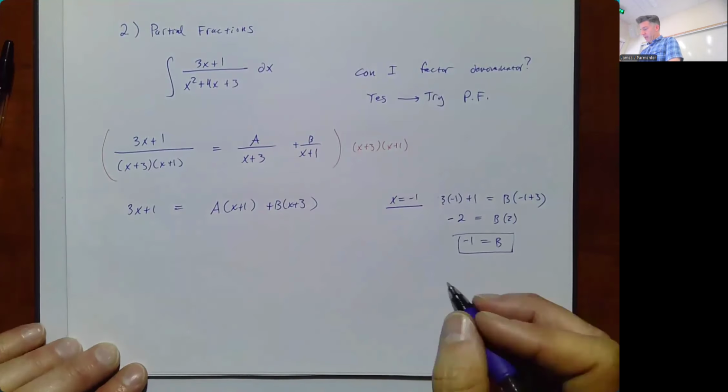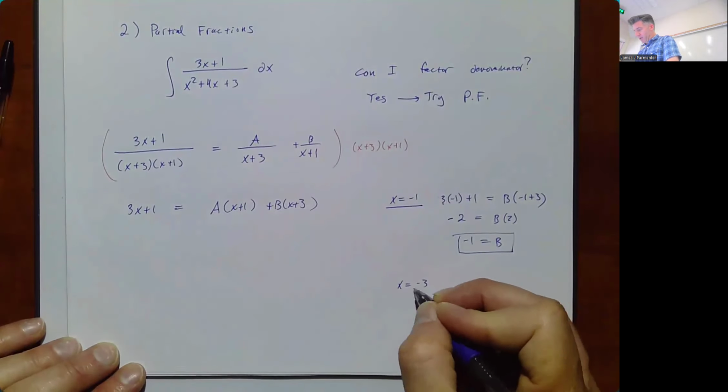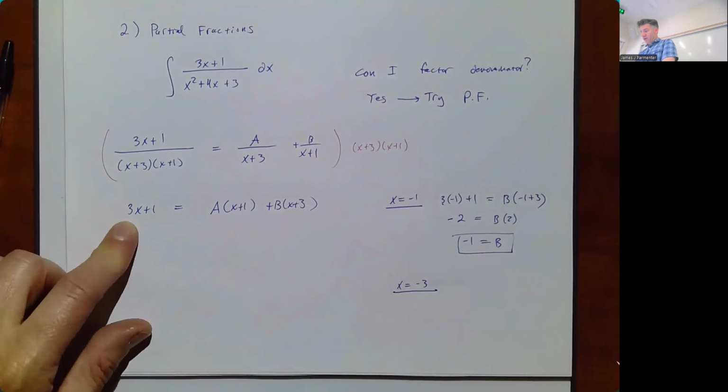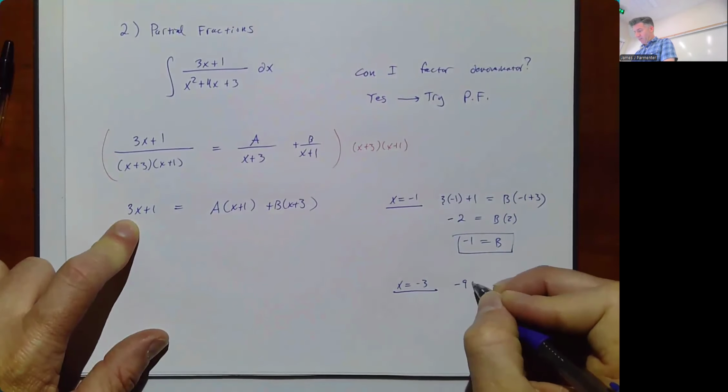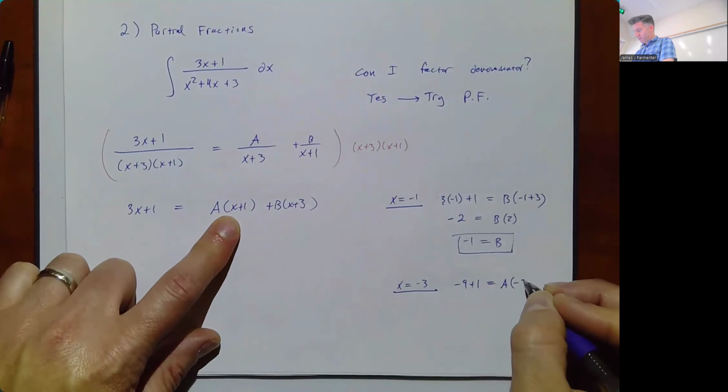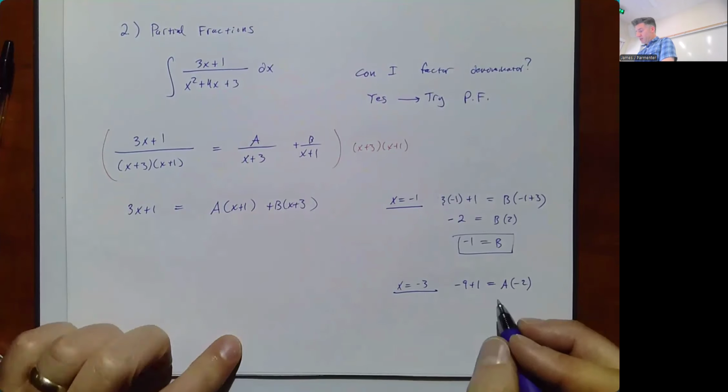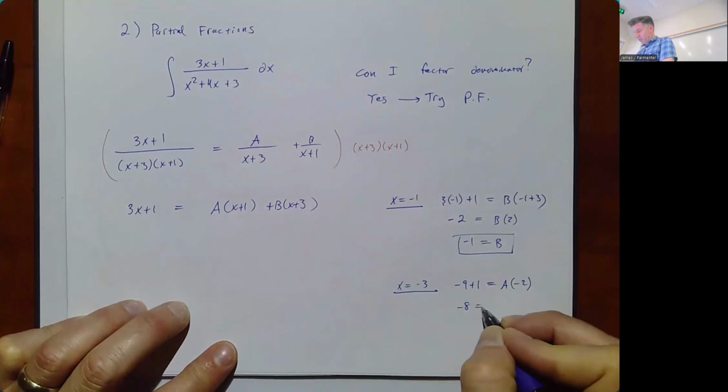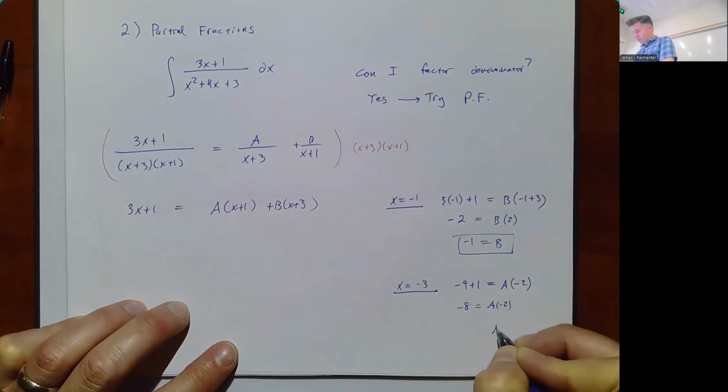And then if we plug in x equal to -3, the other convenient value, on the left-hand side, we have -9 plus 1. On the right-hand side, we have a times -3 plus 1 plus b times 0. So -8 is equal to a times -2. So a is equal to 4.